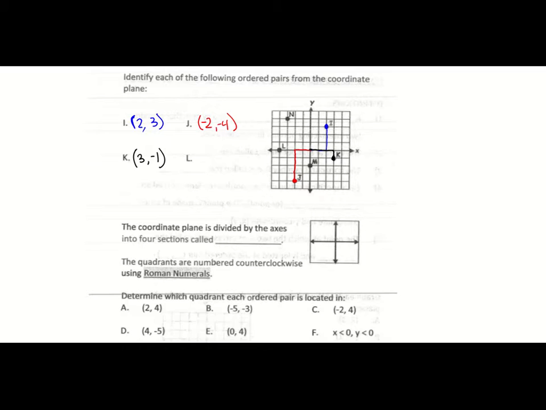The last point it asks for is point L. So if I start at my origin, to get to L, I need to go left 1, 2, 3, 4. And if I'm going left, I know that is a negative 4. And I'm already at my point L, so I don't need to go up or down at all to get to L. So that means my y is just going to be 0.